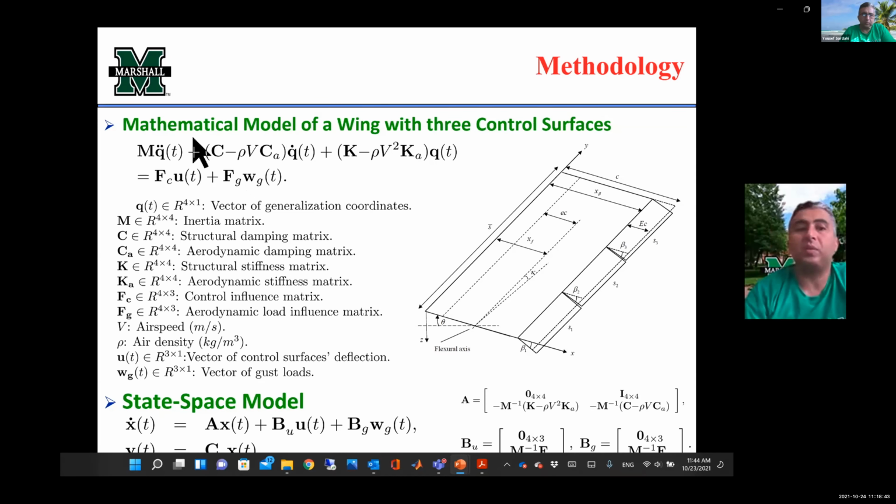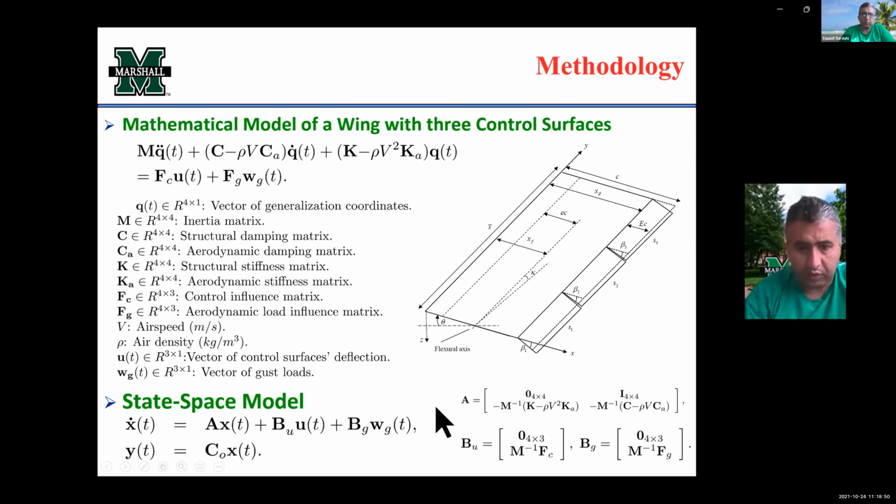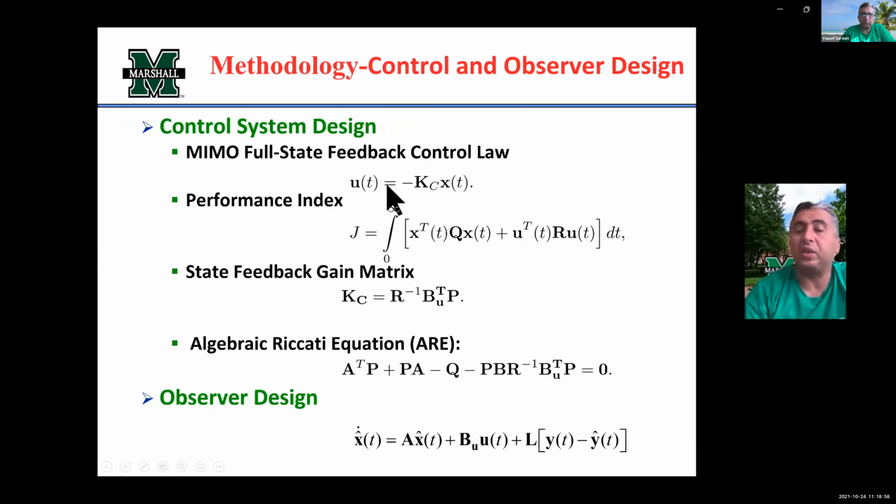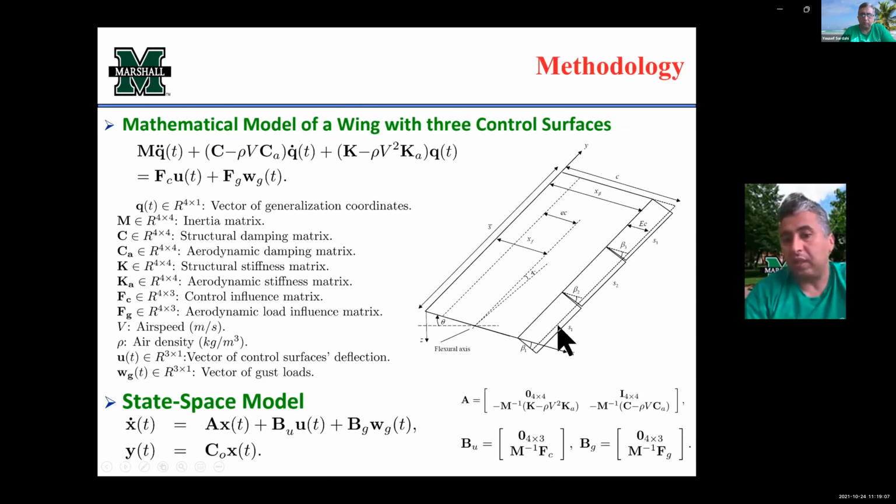For control purposes, we take this matrix differential equation and convert it into state space, the A, B, C, D model of the system that we will be using in the control system design. We design a full state feedback, assuming that we have access to the states of the system. U of t here is the control signal, which is nothing but the deflection of the 3 control surfaces. So U of t is a vector that contains β1, β2, and β3, the deflection of the 3 control surfaces, as we mentioned.